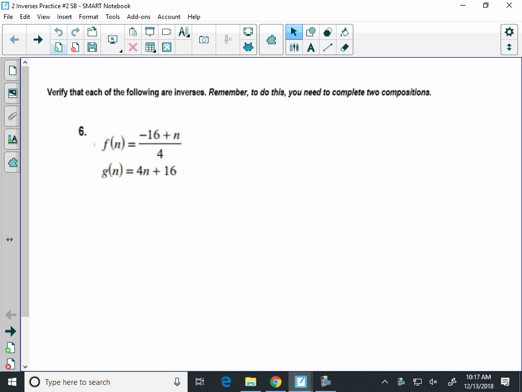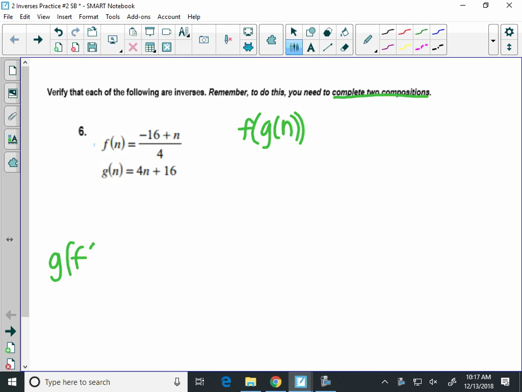It gives you the reminder that you need to complete 2 compositions. That would be finding f of g of n, and then we'll also find g of f of n. So let's start with this, f of g. You're going to take the function of g and put it into the function of f. So that's this bottom function is going to go up, in for n in the top function.